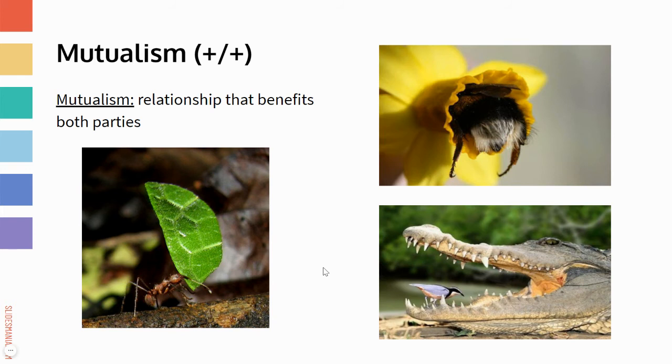So the ants get a food source, but they also will go and poop out the fungus spores in other parts of the area. So the fungus is being tended to and also gets its spores spread by the ants.